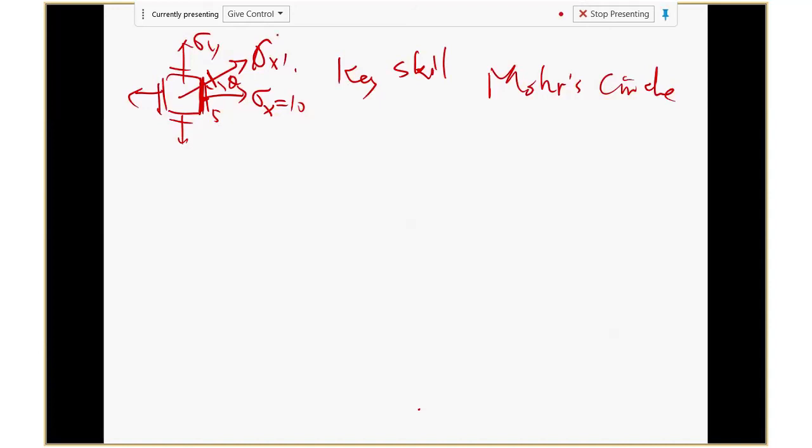So let's use an example again to go over the process. I always like to use examples; I think it's easy. Now let's give an example. You guys come up with some numbers. We'll do some random numbers and see where this turns up. Let's say sigma x equals 10, sigma y equals 5, tau xy equals 2.